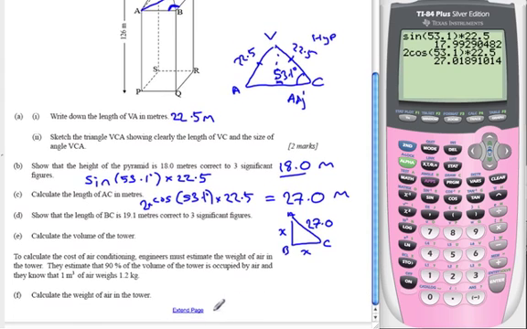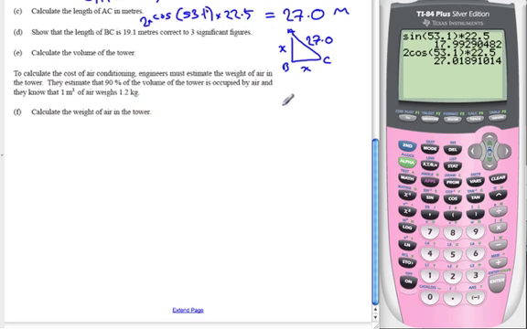Let's get out. I'm going to say that 2 lots of x squared add x squared equals 27.0 squared. Alright, so what do I need to do next? So x squared equals 27.0 squared divided by 2, and x is going to be the square root of that answer.